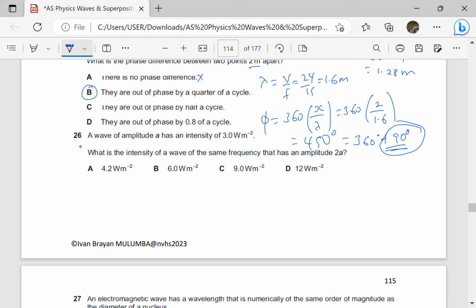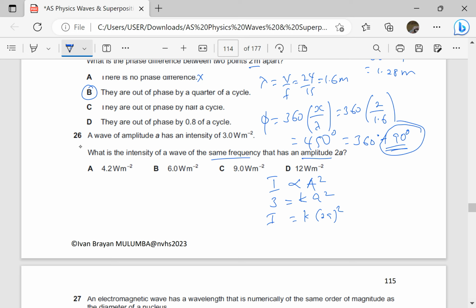A wave of amplitude A has intensity 3 watts per meter squared. We know that intensity is directly proportional to amplitude squared. So for the first one, 3 equals a constant times A squared. What is the intensity of a wave, same frequency, that has amplitude twice A? So intensity I2 is going to be a constant times twice A, squared.